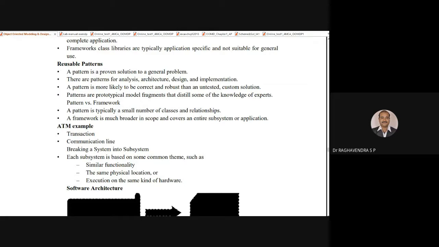That pattern has to be compared with a framework. A pattern is typically a small number of classes and relationships. Basically, it's a package: classes, relationships, associations. A framework is much broader in scope and covers an entire subsystem. Understand the difference: a pattern is just like a package, whereas a framework is a big piece of software. For example, StarUML is a framework, and within it the forward receiver pattern is a pattern. The pattern is small and the framework is very big.